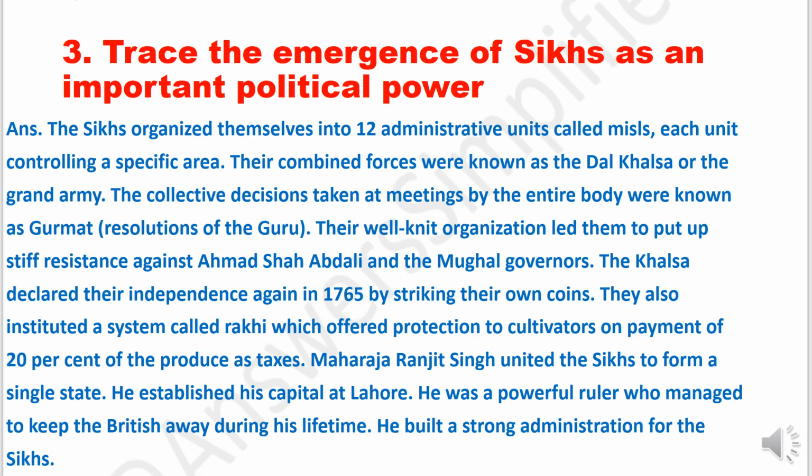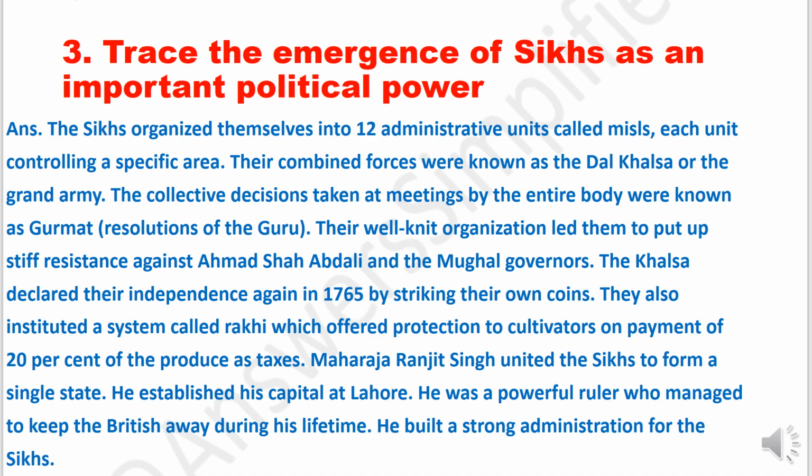Question 3. Trace the emergence of Sikhs as an important political power. Answer. The Sikhs organized themselves into 12 administrative units called misls, each unit controlling a specific area. Their combined forces were known as the Dal Khalsa or the Grand Army. The collective decisions taken at meetings by the entire body were known as Gurmat, resolutions of the Guru.